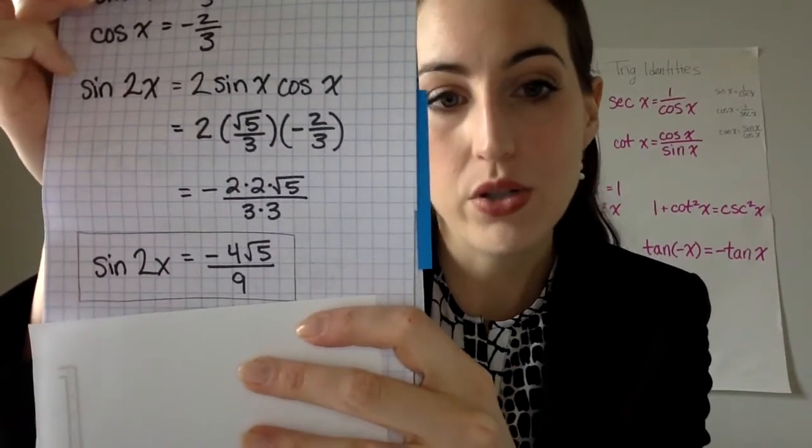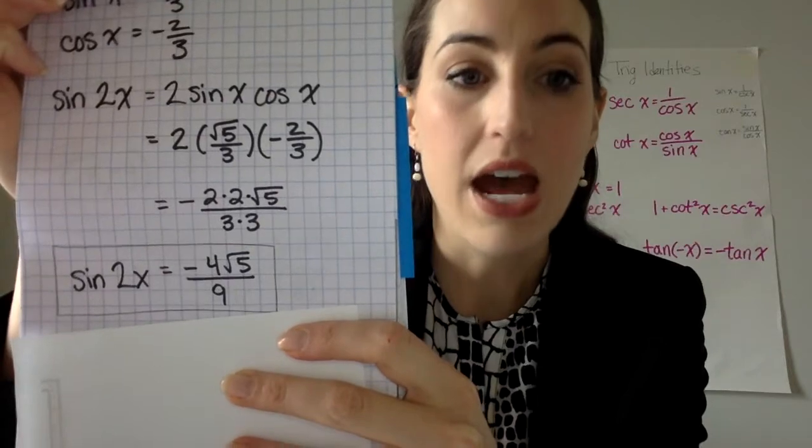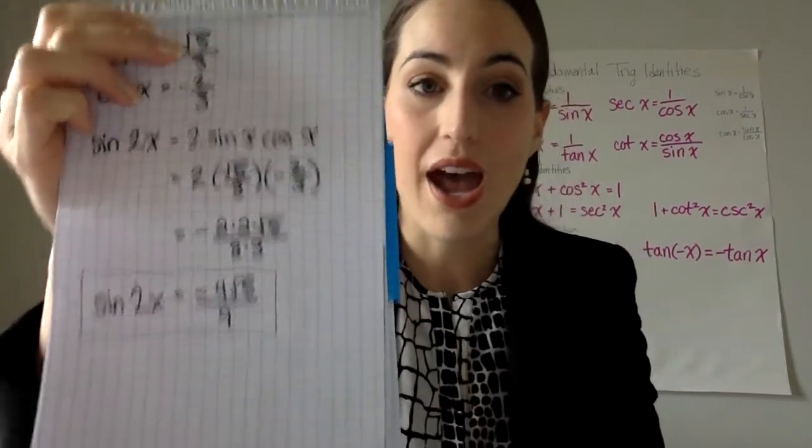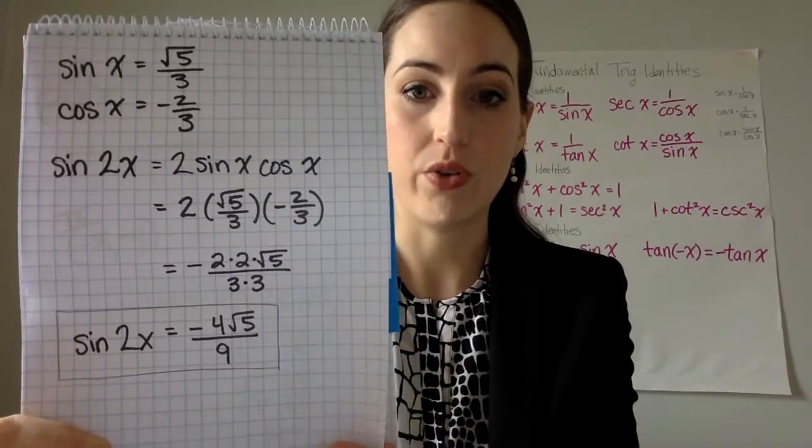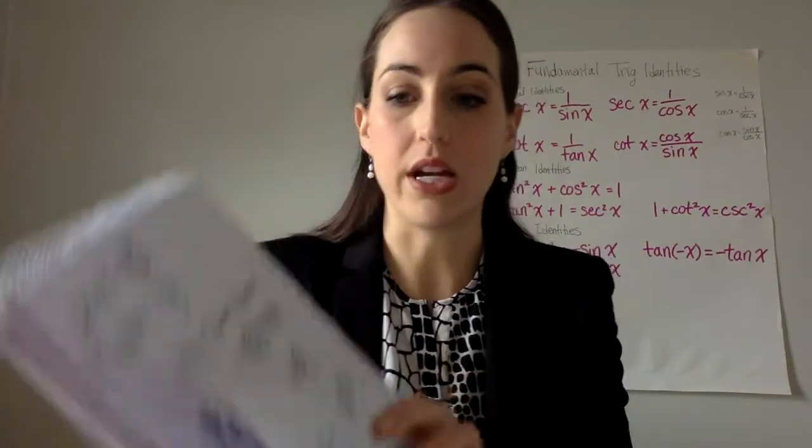You would check if you can reduce it. In this case, we can't any further, and that is your sine 2x. So now we've finished, we've answered the question. Okay, you can pause that there if you need that. All right.